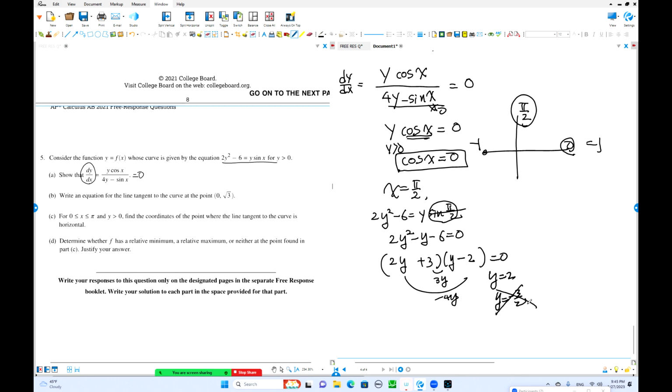But y cannot be negative. Y should be positive, right? So we take only y equals 2. So when x is pi over 2, y is 2. That's the point, that's the answer. At this point, it has a horizontal tangent line.